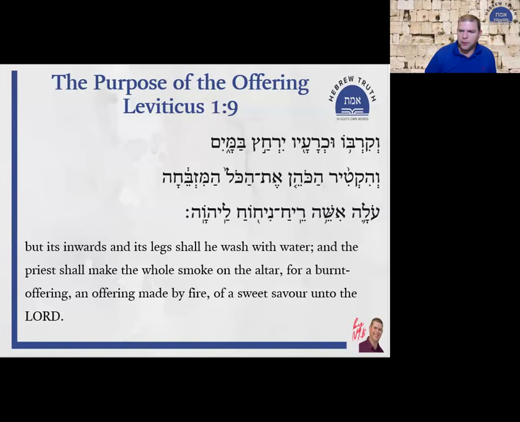Okay, so we've talked about Holokautōma or Holocaust. In Olah, we've talked about Isheh and Ish and Reach Nichoach, and the purpose of the Korban.